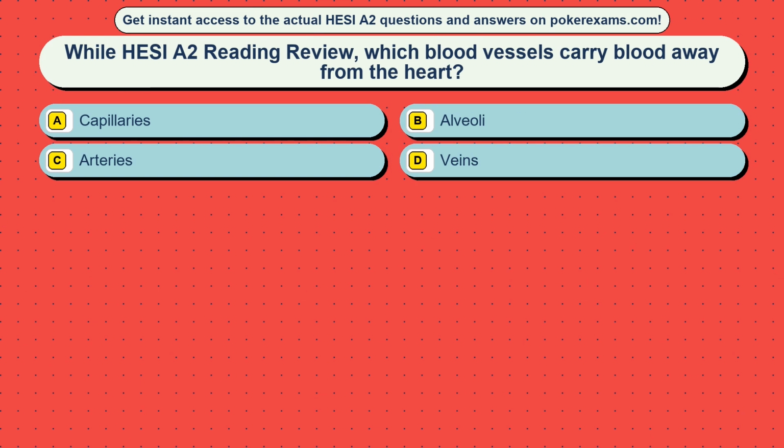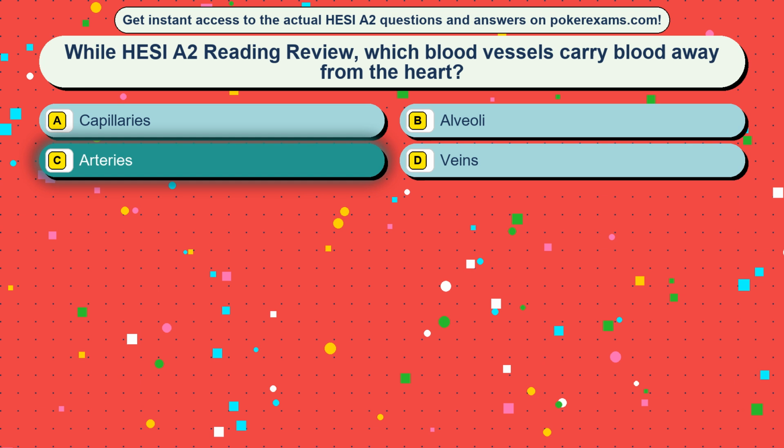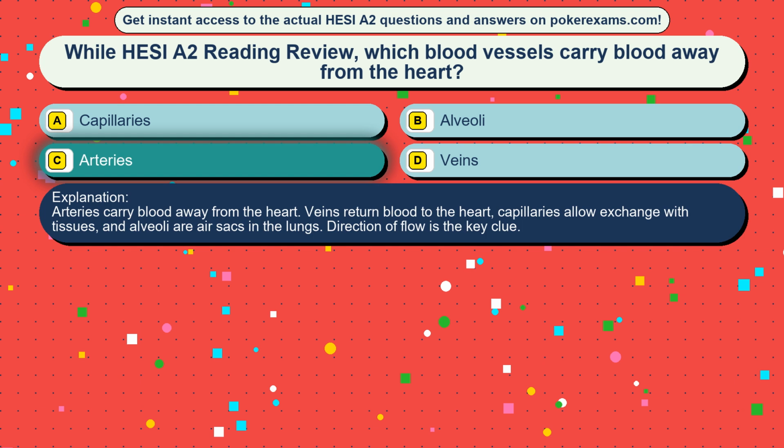Question 7. While HESI A2 Reading Review, which blood vessels carry blood away from the heart? Option A, capillaries. Option B, alveoli. Option C, arteries. Option D, veins. The correct answer is option C, arteries. Arteries carry blood away from the heart. Veins return blood to the heart. Capillaries allow exchange with tissues, and alveoli are air sacs in the lungs. Direction of flow is the key clue.